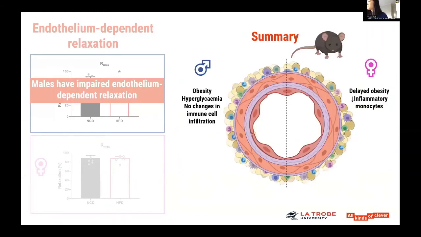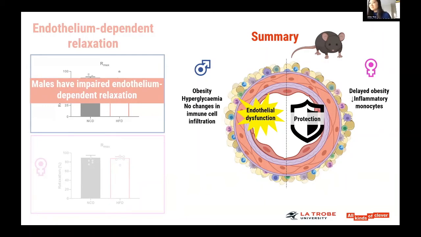So in summary, our male mice developed obesity, had hyperglycemia, and even though they had no changes in immune cell infiltration, showed evidence of endothelial dysfunction. Females, on the other hand, had delayed obesity, a decrease in the amount of inflammatory monocytes, but were protected against this vascular dysfunction. So this suggests that there is a sex-specific protection that we see only in the females.